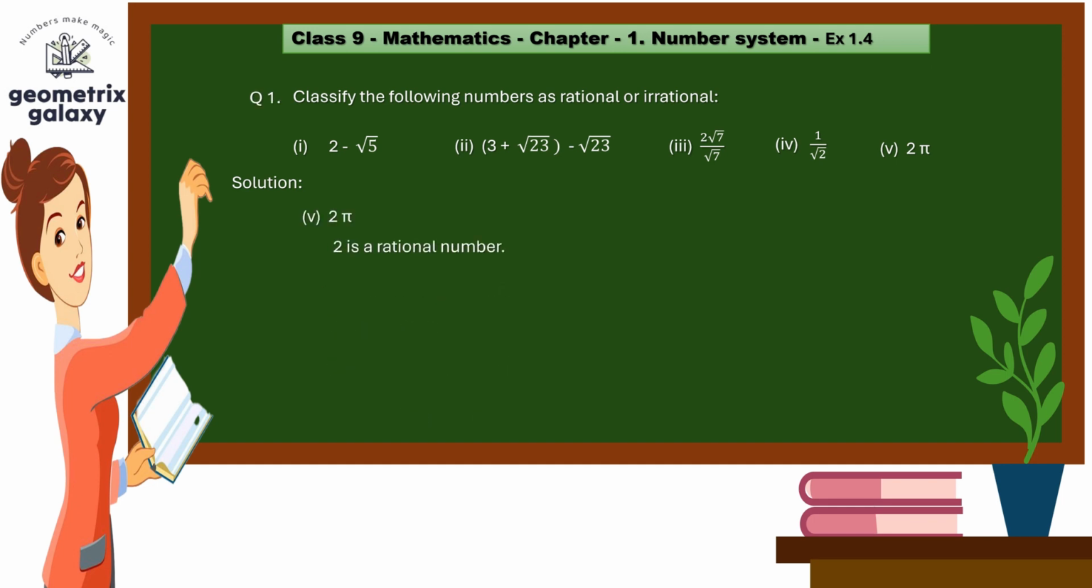Our fifth subdivision is 2 pi. 2 is a rational number. Pi is an irrational number. We know that rational into irrational gives an irrational number. Therefore, 2 pi is an irrational number.